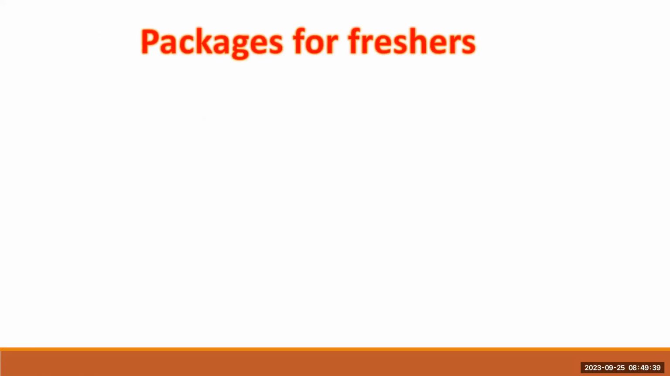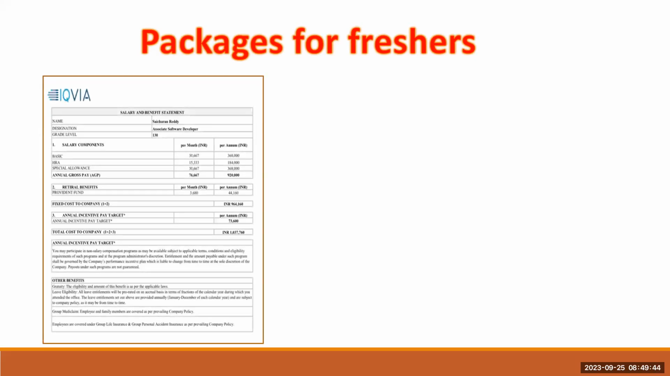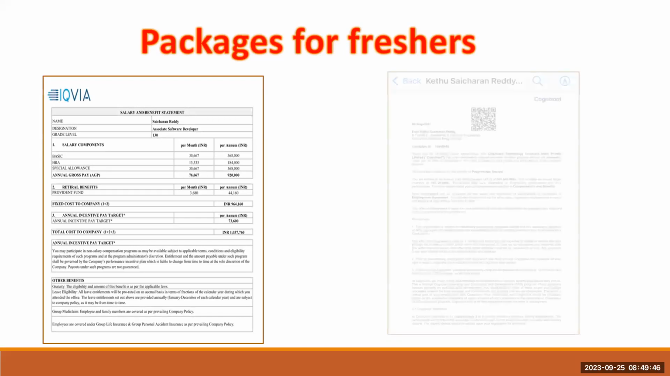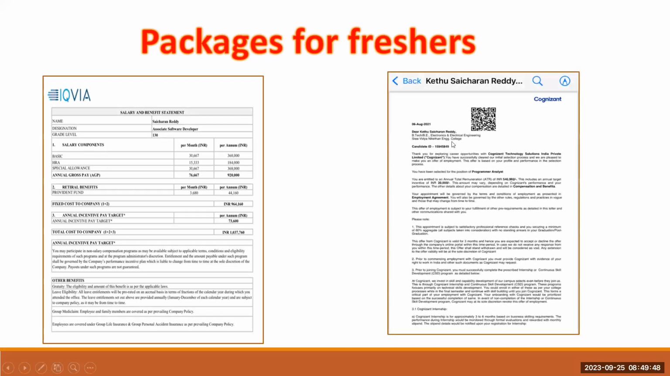And if you see some packages for freshers, you can see here two companies will be there. One is Cognizant, and this one is IQVIA. IQVIA is one of the product-based companies. This guy completed training, and after this, he attended 4 interviews, I guess. Out of 4, he got 2 offers.